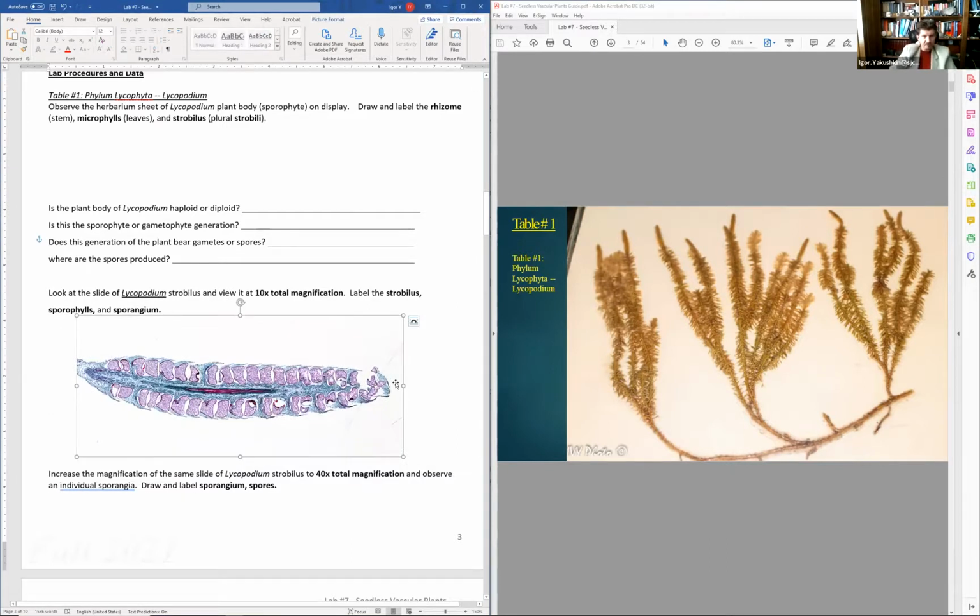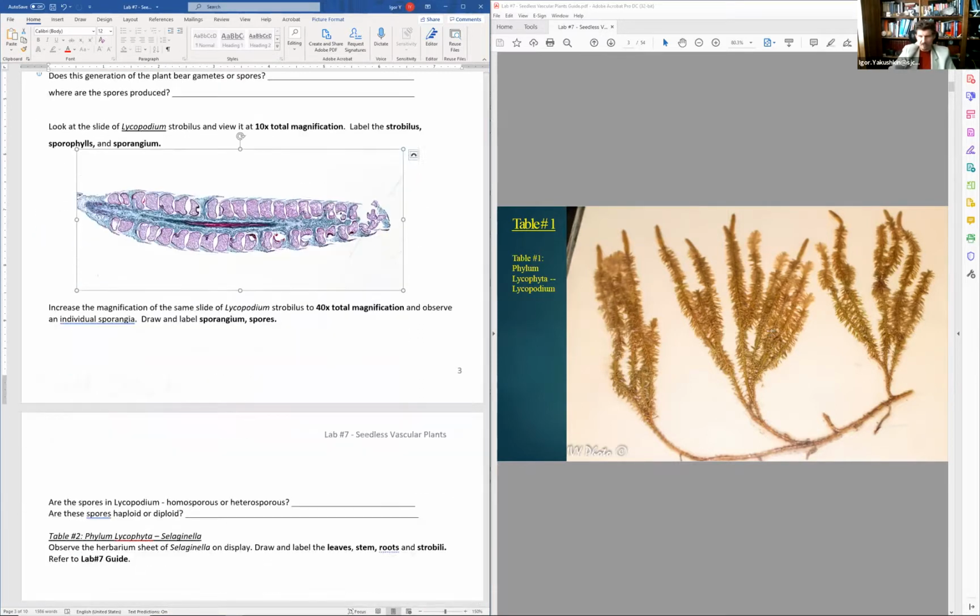So the whole thing is the strobilus. Sporophylls, those tiny little bitty leaf-like structures which are surrounding the sporangium, that sac with the purple stuff inside, that's the sporangium, a single one. There is a bunch of them. Okay, so the whole thing is the strobilus. Sporophylls, again, those are tiny little bitty leaves which are surrounding the sporangia.